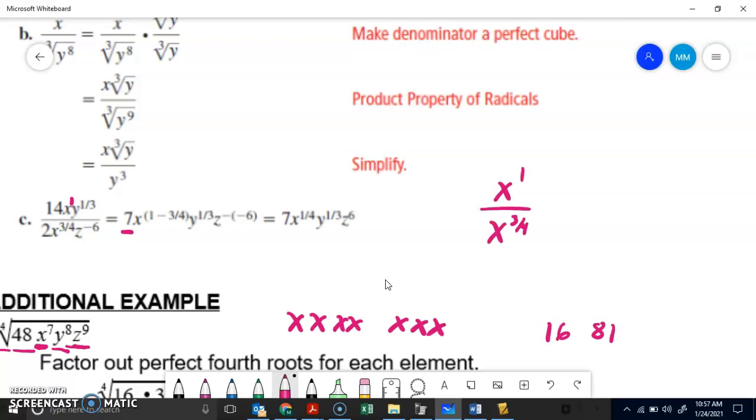I'm going to treat those separately. I'm just going to work with this right now. And I know that when you're dividing, you subtract. 1 minus 3/4 is 1/4. So I'll get x to the 1/4. There are no other y's, so I'm not touching the y to the 1/3. But then there's that z to the -6. A negative exponent means do the reciprocal, so it comes up to the numerator to become positive.